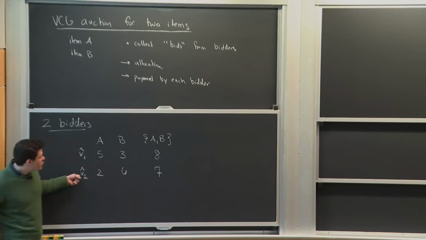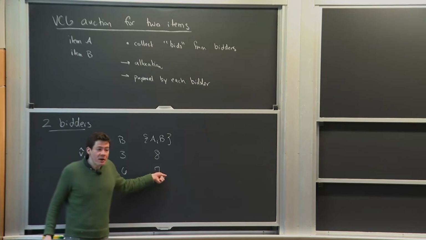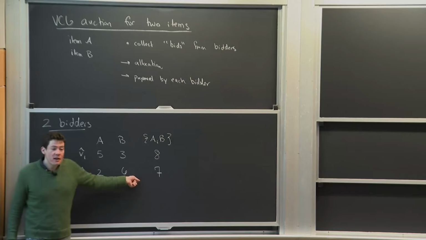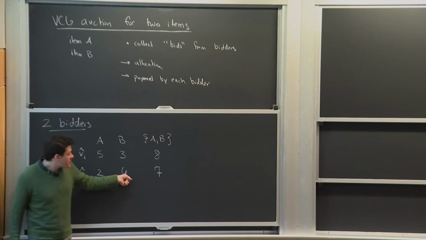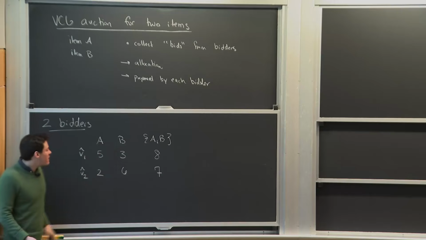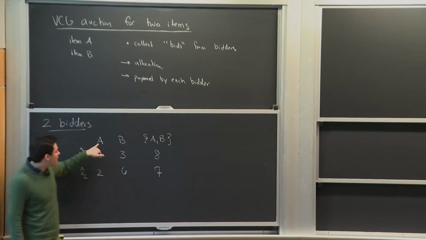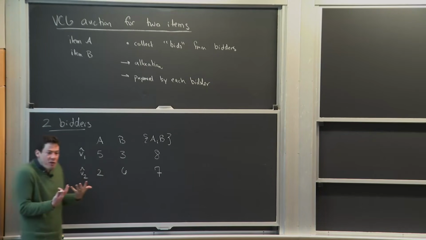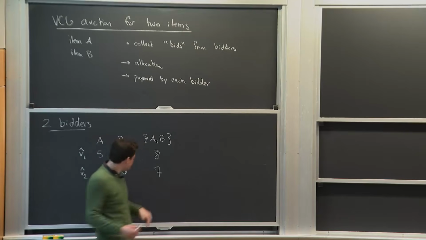So notice for bidder 2, the bundle is not worth as much to them as the sum of its parts. If they just got A, and if they just got B, that's different from if they get the bundle together. Because for them, these two items, maybe if item B is like a better version of item A, then getting both of them together is basically just as good as getting item B.